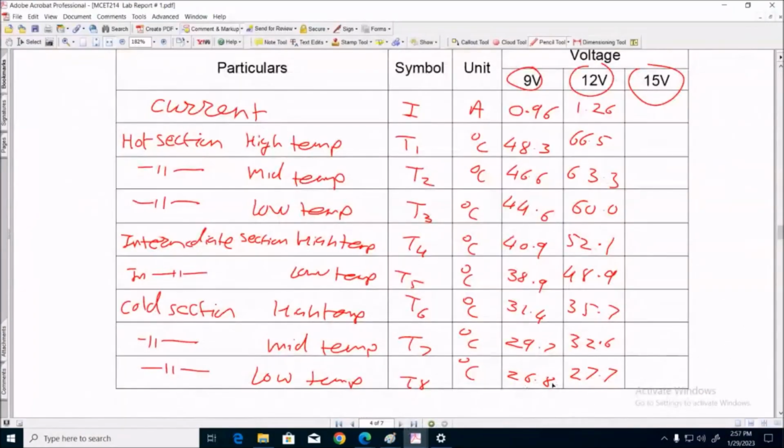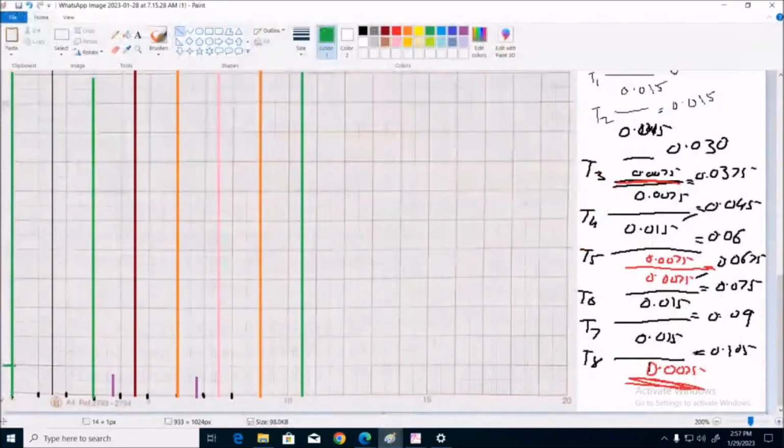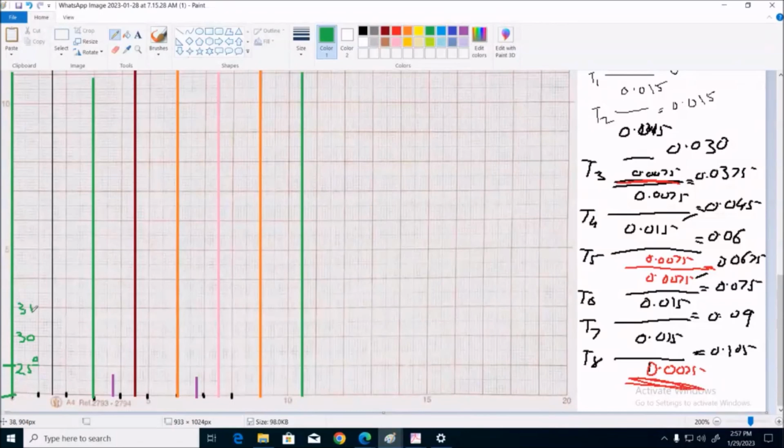The minimum temperature is 26.8. So I can start from 20 degree. So this is 20 degree. This is 25. So I can mark it here. So this is 25 degree, 30 degree, I can write here 35 degree, 40 degree, 45 degree, 50 degree, 55, 60, 65 and 70. Last temperature 16 for 12 volt.